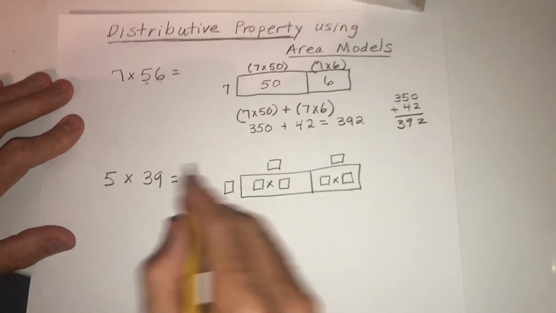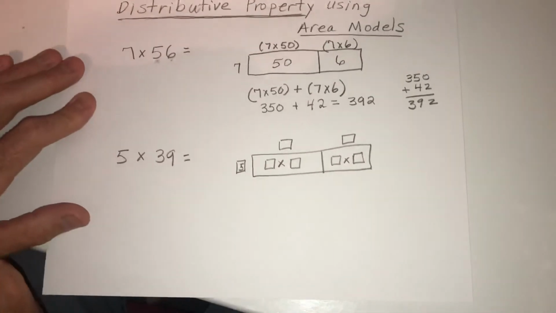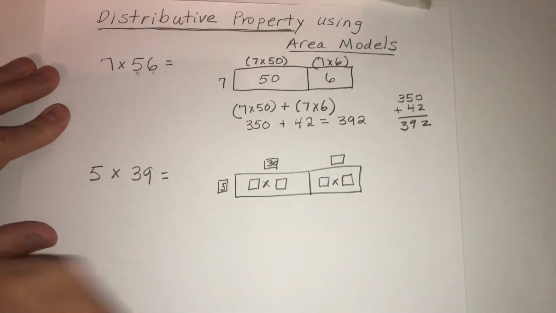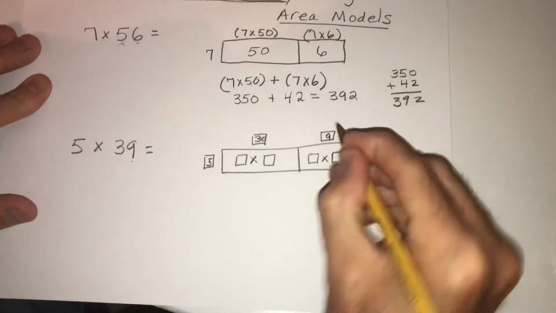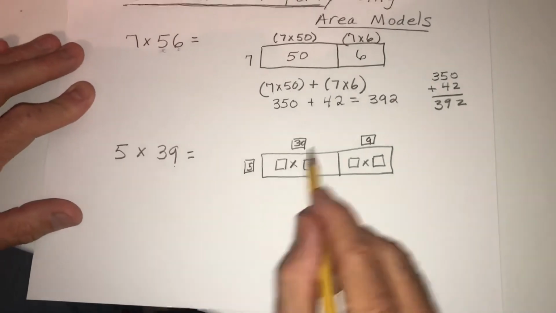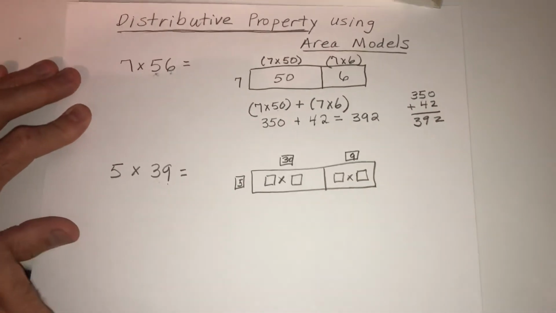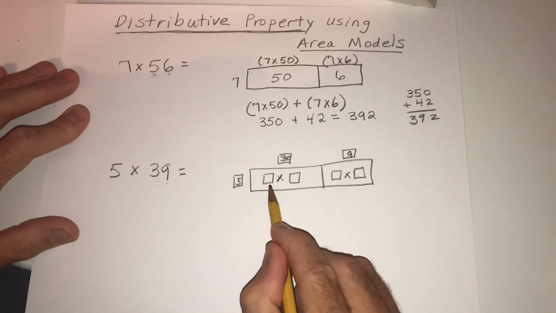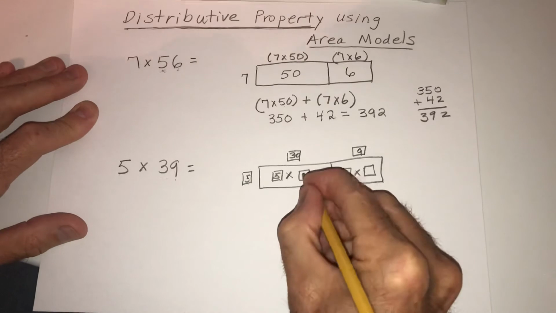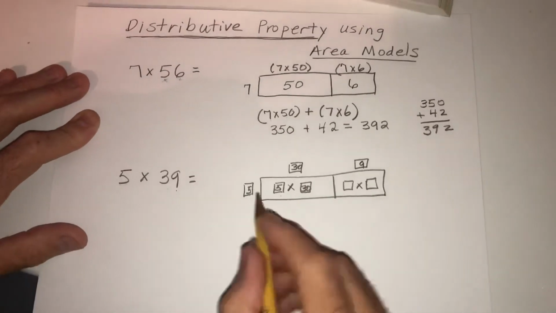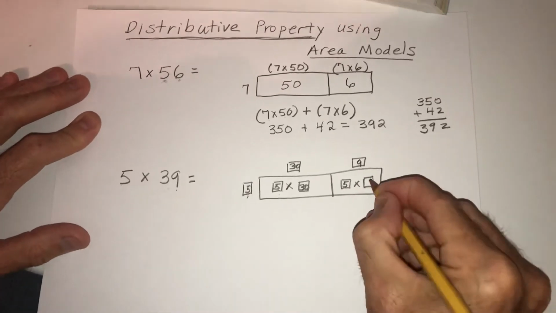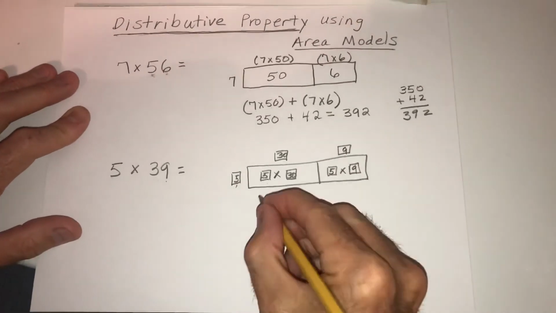So I'm looking, my 5 goes here, my 30 goes up here, my 9 goes up here. And all I did was break 39 apart into two pieces. The 30 piece is the big piece, the 9 piece is the small piece. And now I'm going to use the distributive property. 5 times the 30, and then 5 times the 9. And then you can see my distributive property.